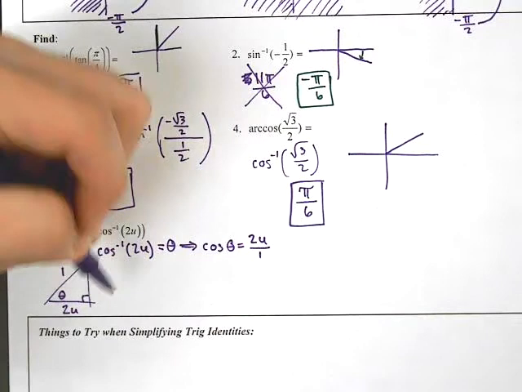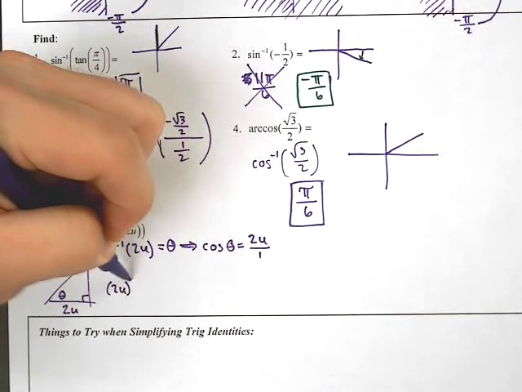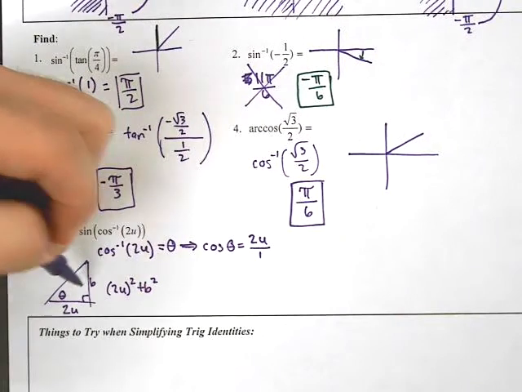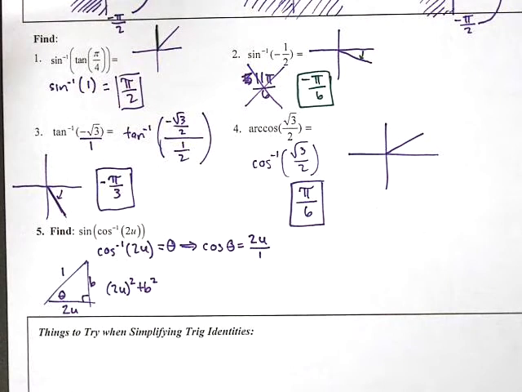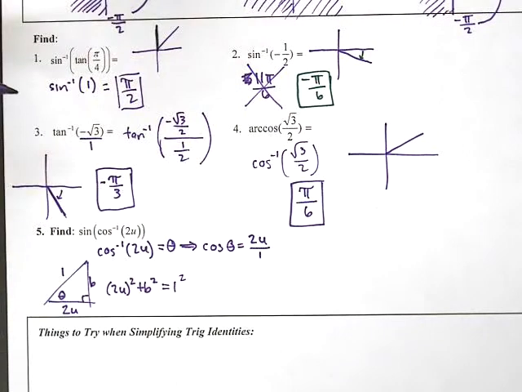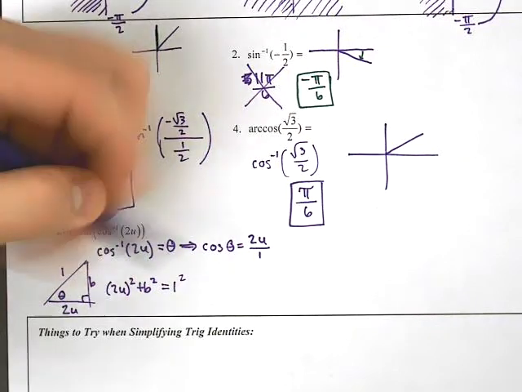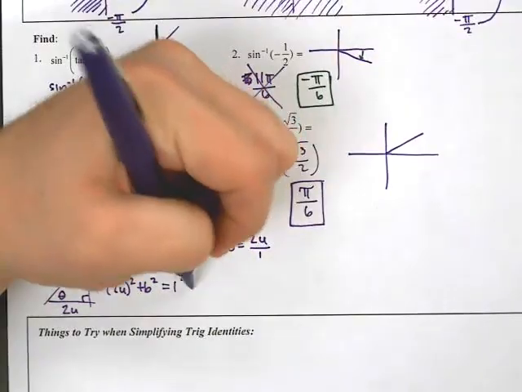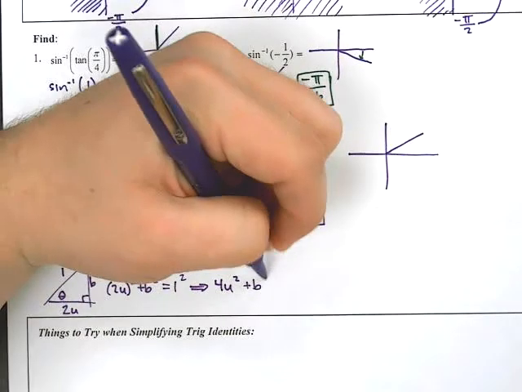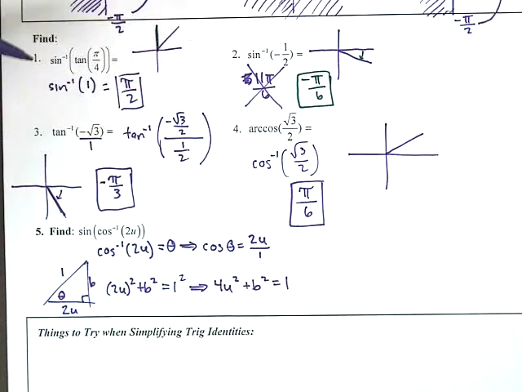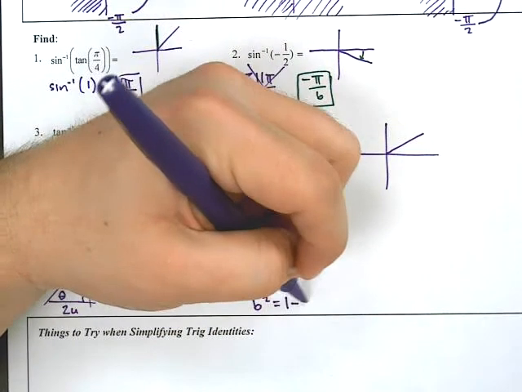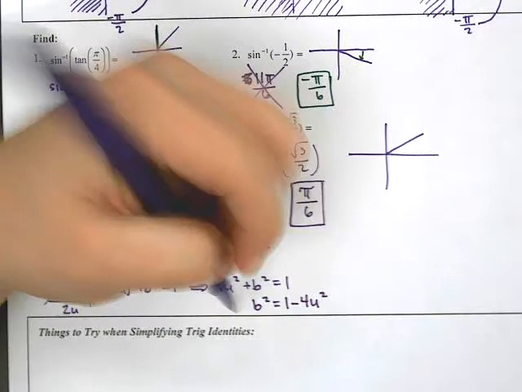I'm going to say that 2u squared plus, maybe I'll put a b there, plus b squared equals 1 squared. I should never put a b again because my b's always look like 6's. So if we keep going here, 2u squared is 4u squared plus b squared equals 1. I'm going to rewrite this as b squared equals 1 minus 4u squared, and I'm going to square root both sides.